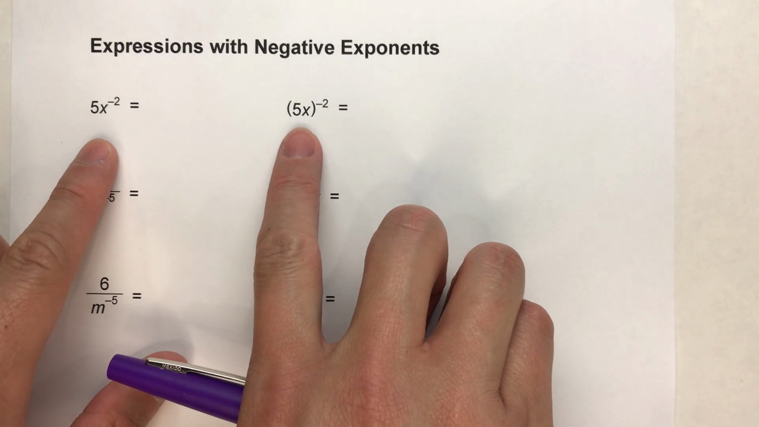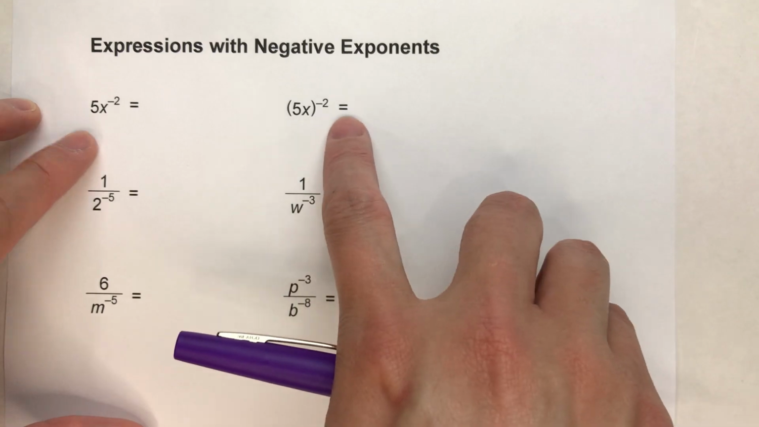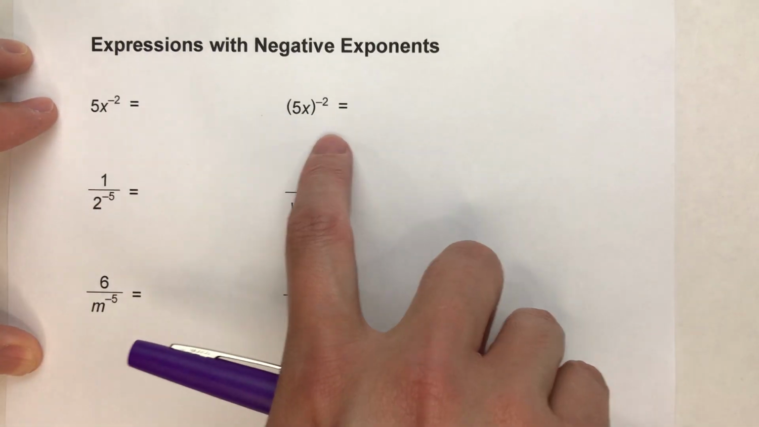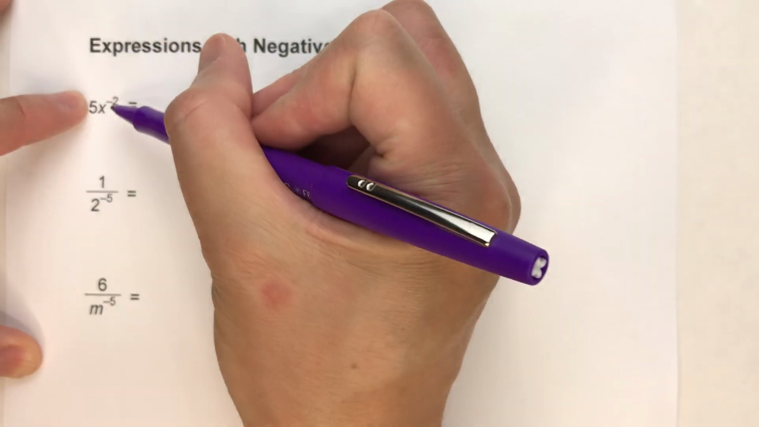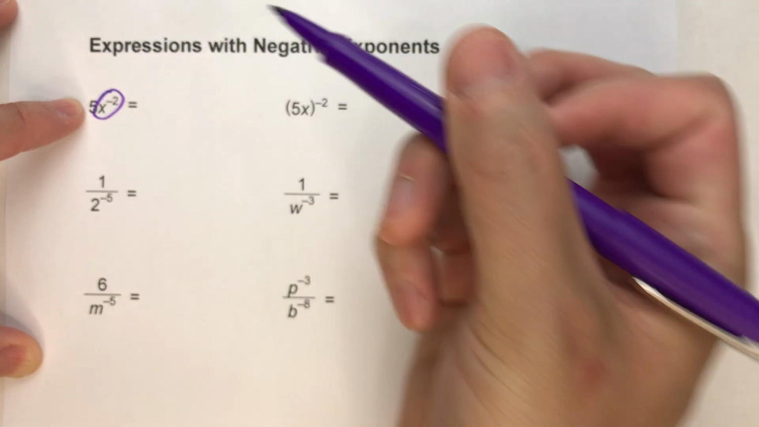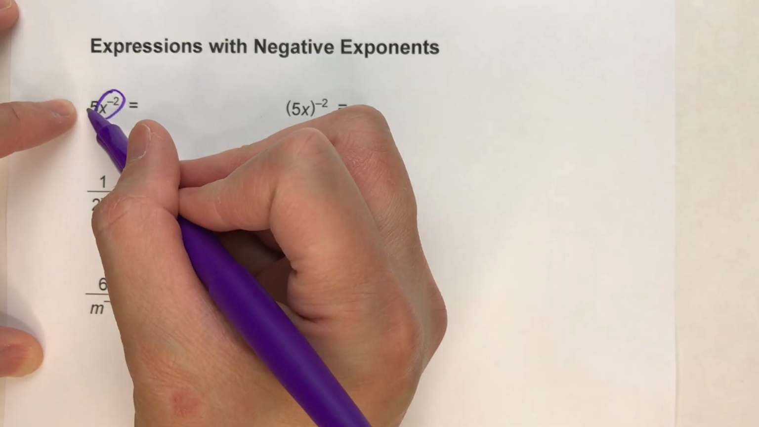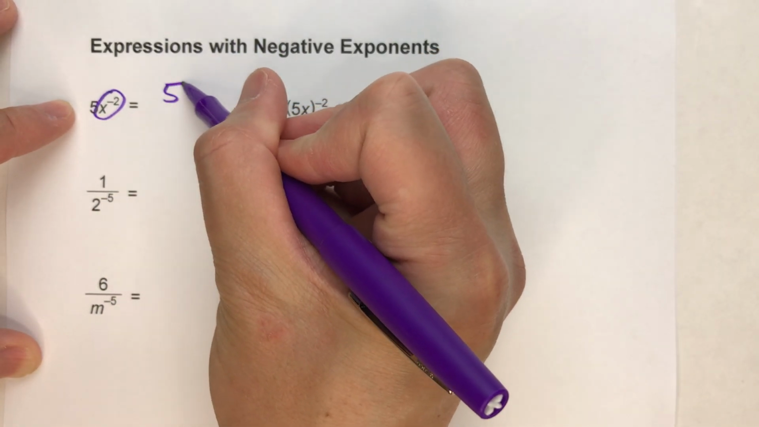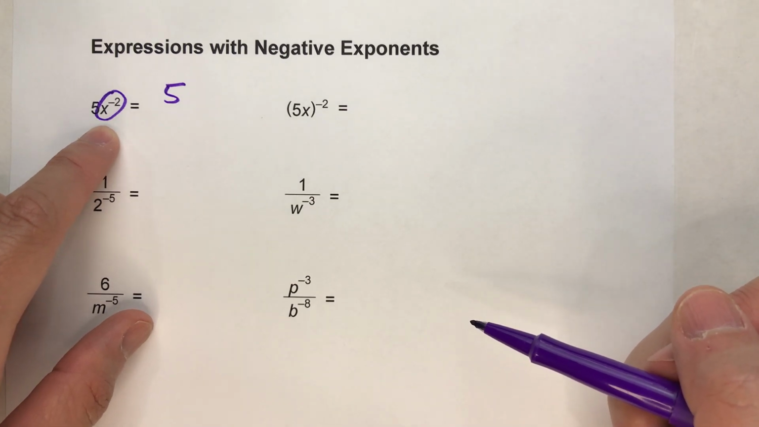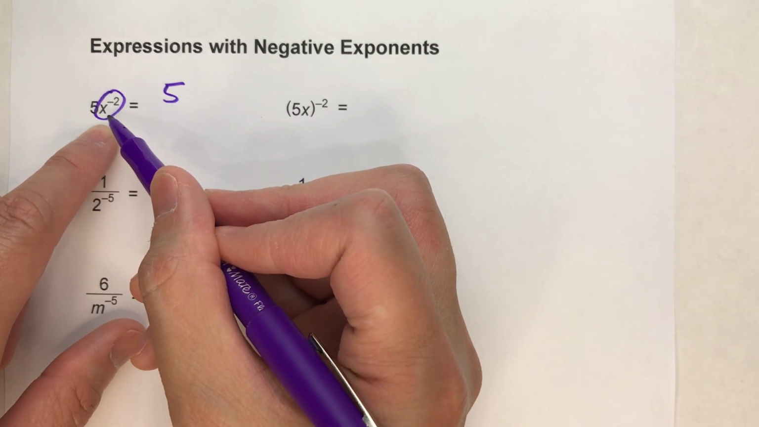So take a look at these first two problems. You've got 5x to the negative second. And over here, you've got 5x in parentheses raised to the negative second. Now, these two things mean something different. On this first one, you've got 5 times x to the negative second power. Only the x is being raised to the negative second power. So the 5 is just a regular whole number. But x is being raised to the negative second power, which means we're dividing by x twice.